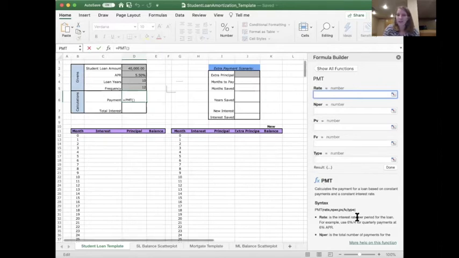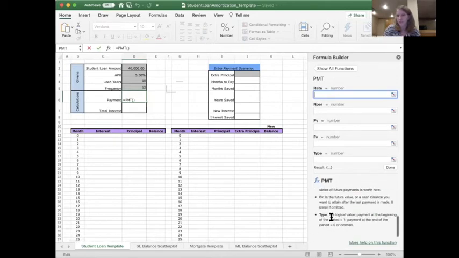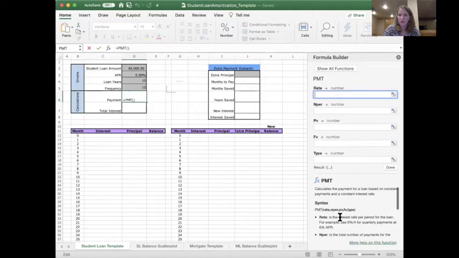Here you can talk with your students about how if they're not quite sure what all of these things stand for, Excel gives you a brief explanation down at the bottom. So our rate is the interest rate per period of the loan. So we have an annual interest rate. They even tell you if you have quarterly, you need to divide by 4. Since we're doing monthly, we need to divide by 12.